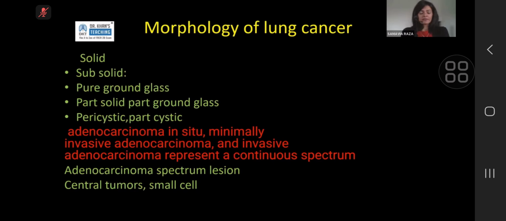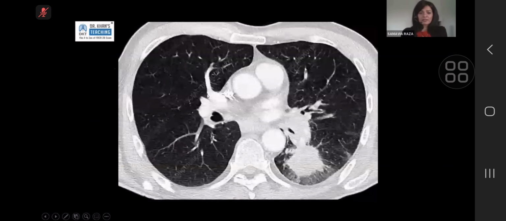One way of arbitrarily giving a differential diagnosis is that there are sometimes more central tumors. So the likelihood of more central or mediastinal based tumors presenting with bulky nodes and central masses is some small cell cancer. Small cell cancer is very rapidly progressive, but it also responds very well to treatment if caught early. That's a rough morphology of lung cancer.